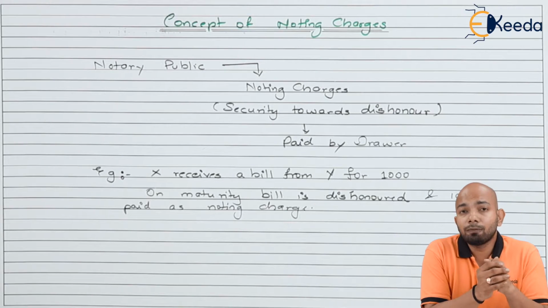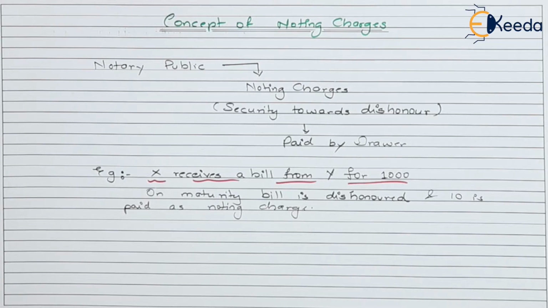For example, we have mentioned something. Let's check that example first. X receives a bill from Y for ₹1,000. On the maturity date, the bill is dishonored, that means it is not paid, and ₹10 is paid as noting charges. Now we need to pass the journal entries related to the dishonor of bill. So let's pass that first.